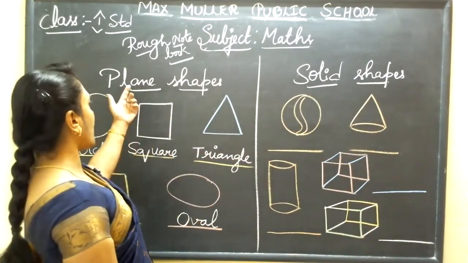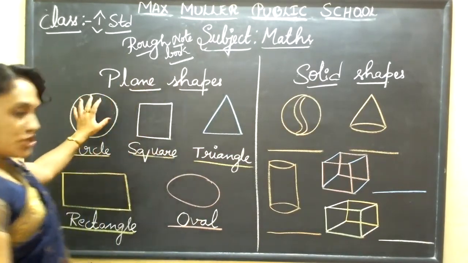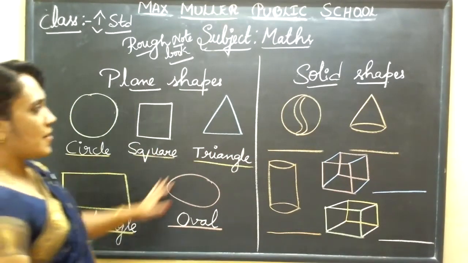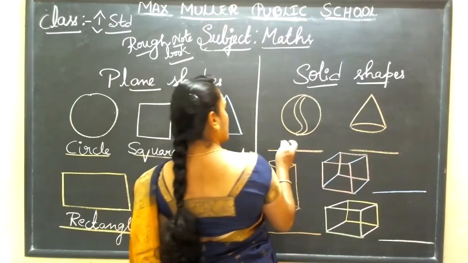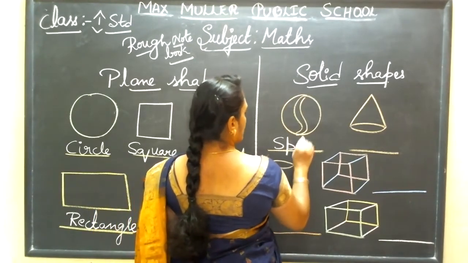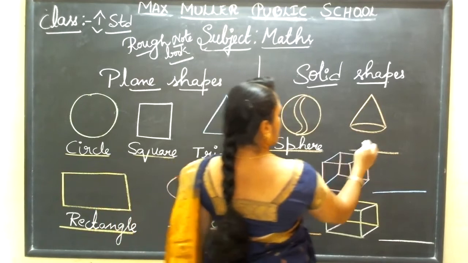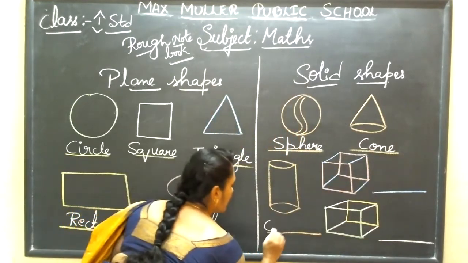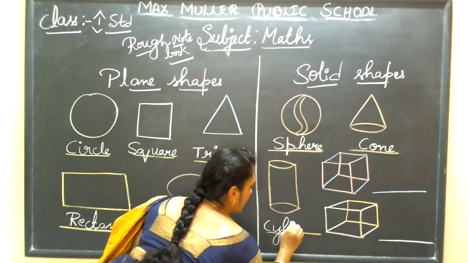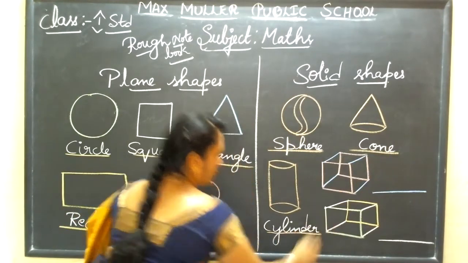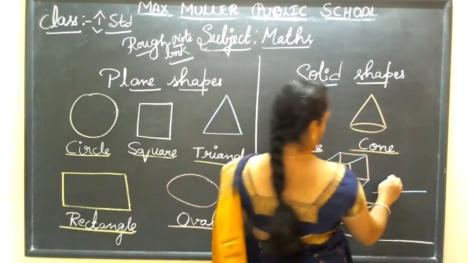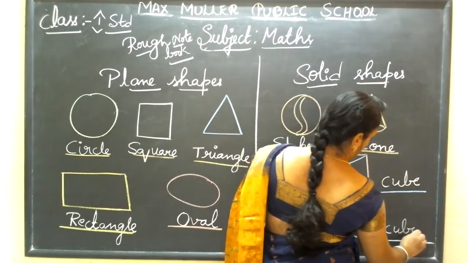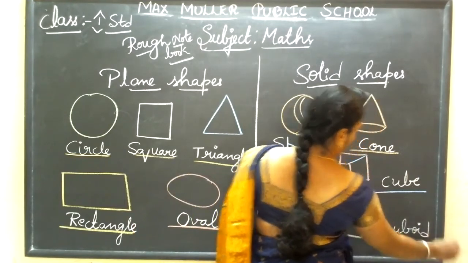So, which book you are practicing, children? Take out rough note. Write the heading. Plane shapes. Shapes also you draw three times. Spellings also you write three times. Okay. And this side is solid shapes. What is this? Sphere. S-P-H-E-R-E, sphere. This is cone. C-O-N-E, cone. What is this? Cylinder. C-Y-L-I-N-D-E-R, cylinder. This is cube. C-U-B-E, cube. Cuboid. C-U-B-O-I-D, cuboid.